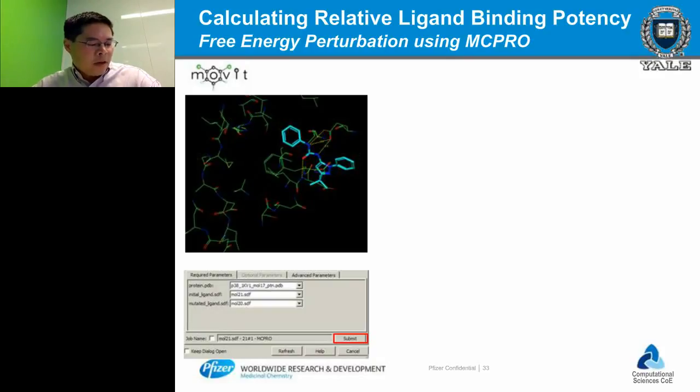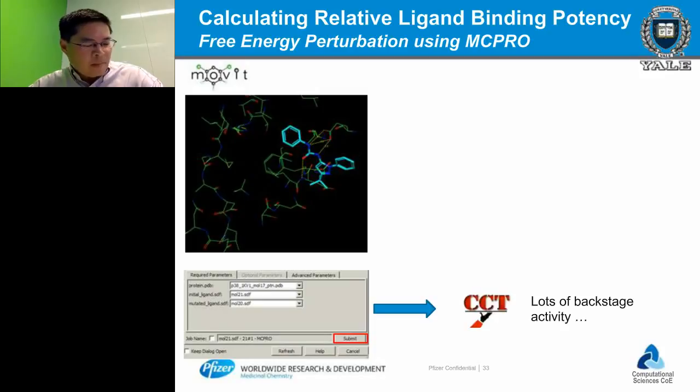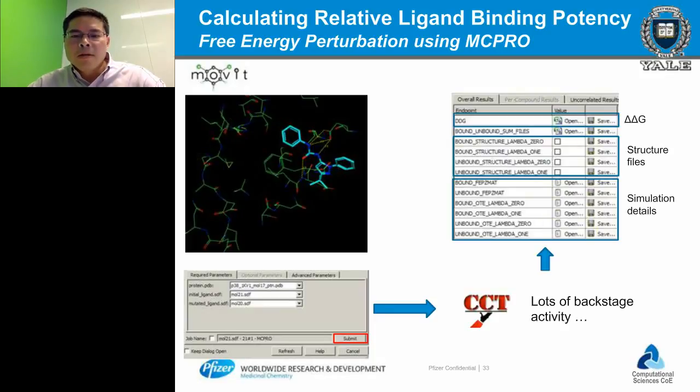Now, CCT automates all the steps necessary to set up this simulation. You need a protein prep, generation of parameter files, etc. Again, this is run using that job status GUI. You can see delta G, the calculation endpoint, and other files which will come along with it, which are very useful. And this is all done within MoveIt, which has greatly facilitated use of this particular algorithm throughout the company.